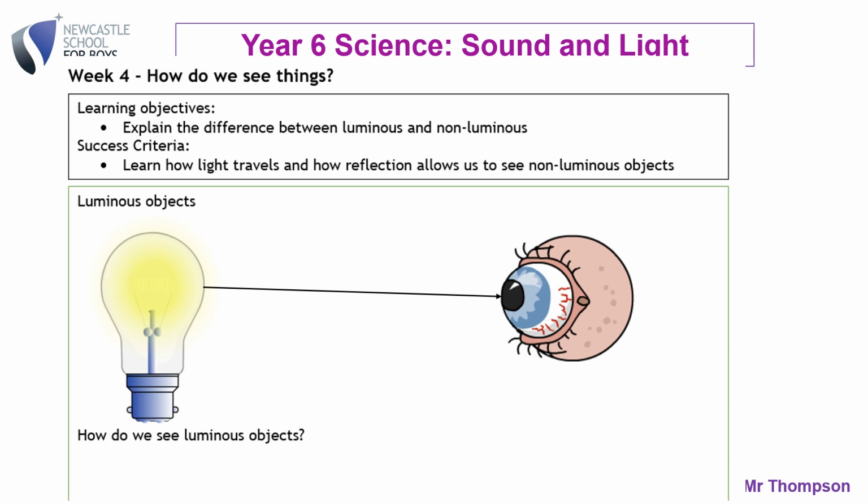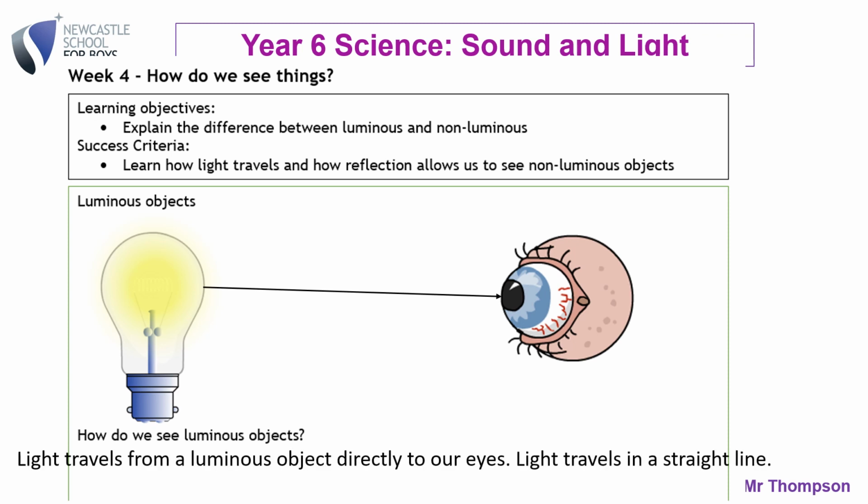Light travels in a straight line. You wouldn't be able to see the bulb if there was something in the way blocking it. So that's how you can see the bulb. That's how you see luminous objects. At the bottom of that page, you'll see a little place for you to write in. Light travels from luminous objects directly into our eyes, and it travels in a straight line. So you always draw it with a ruler.